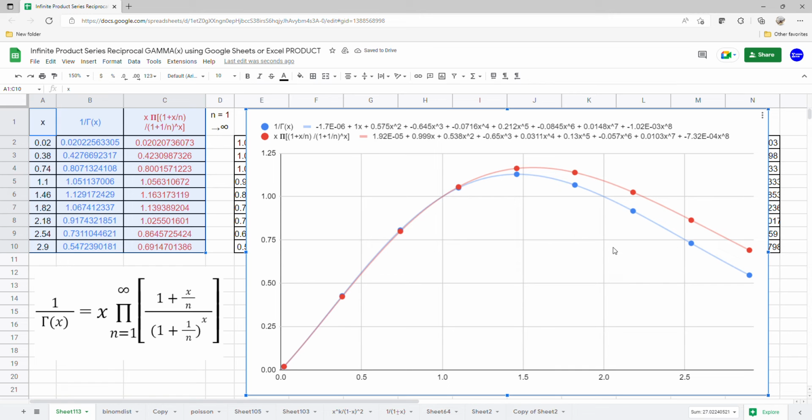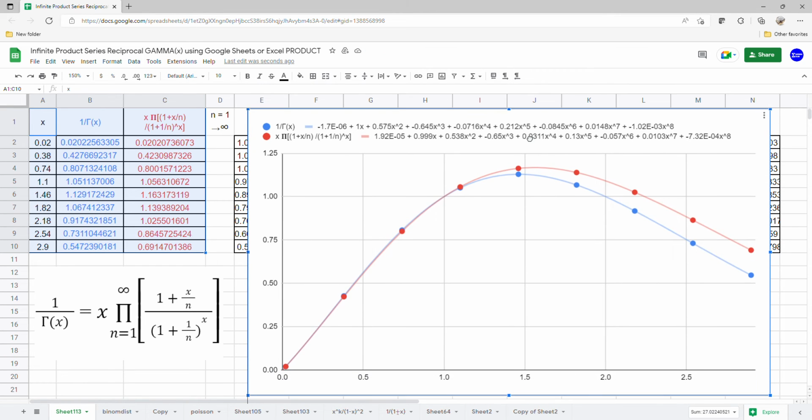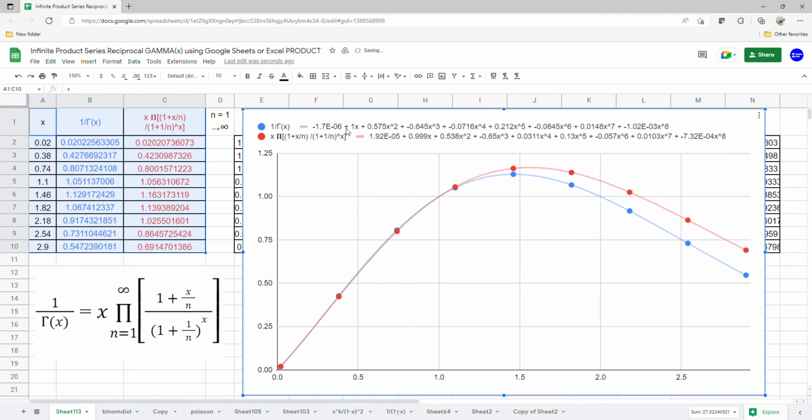Let's compare. There's an error. That's because our value for n is from 1 to 10. We can go as far as infinity and this will be reduced. So let's compare x to the 0, this is already 0, negative 1.7 times 10 to the minus 6, negative 1, that's 1.92 times 10 to the minus 5.